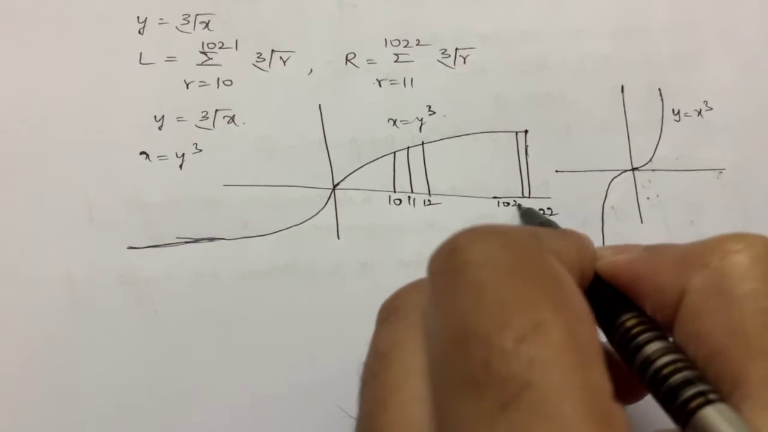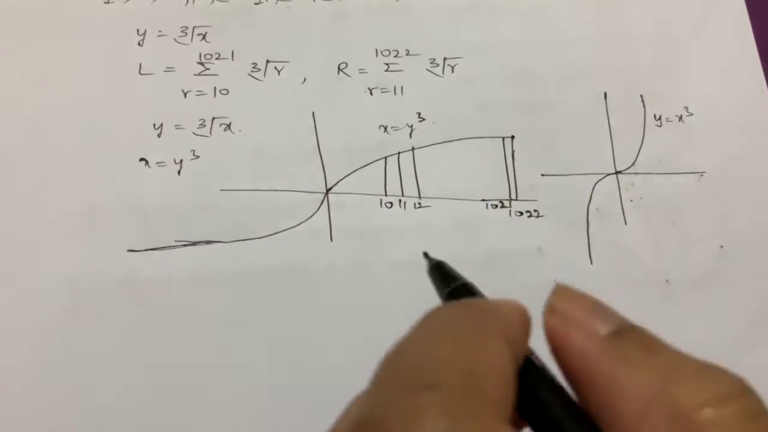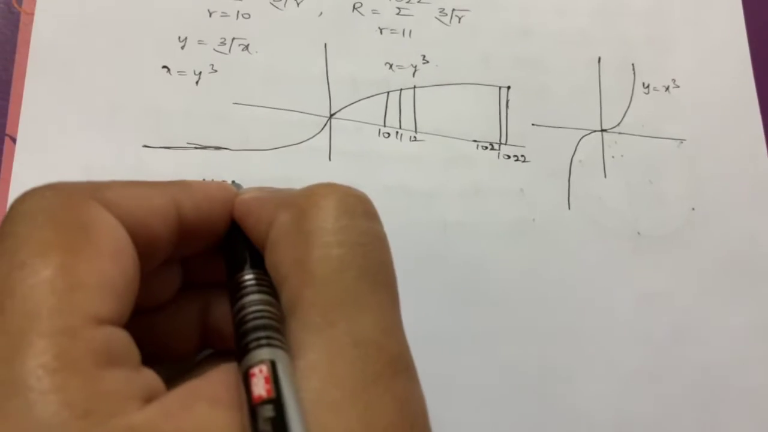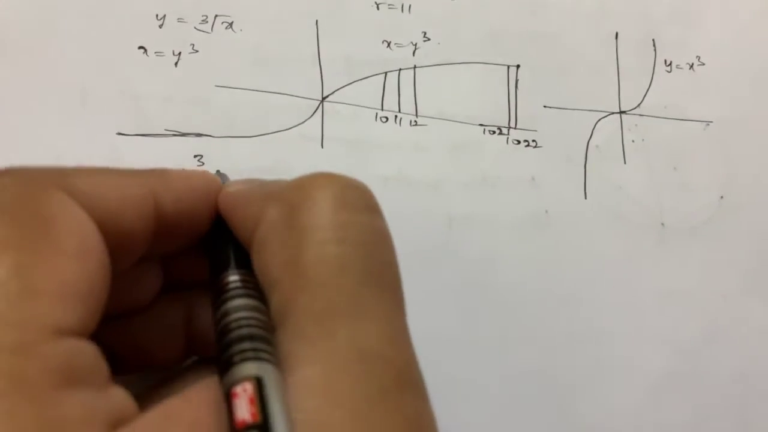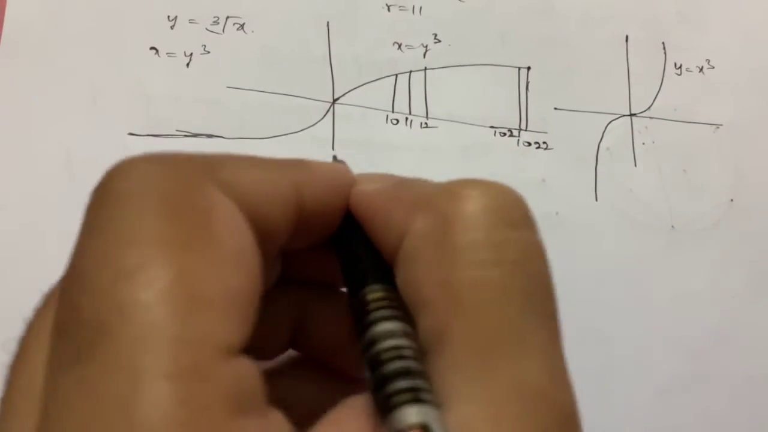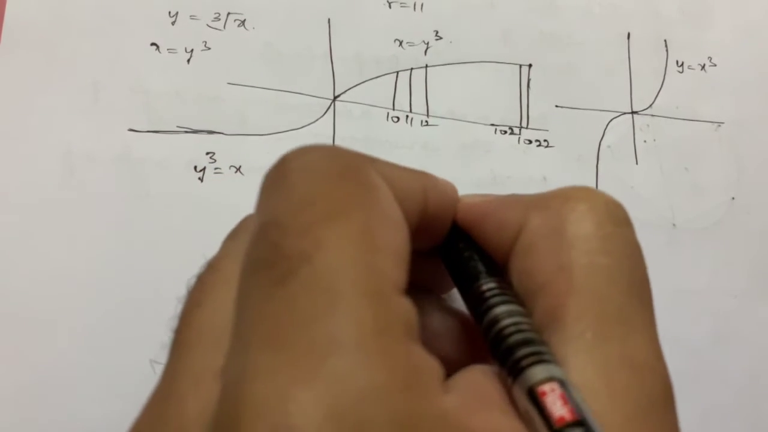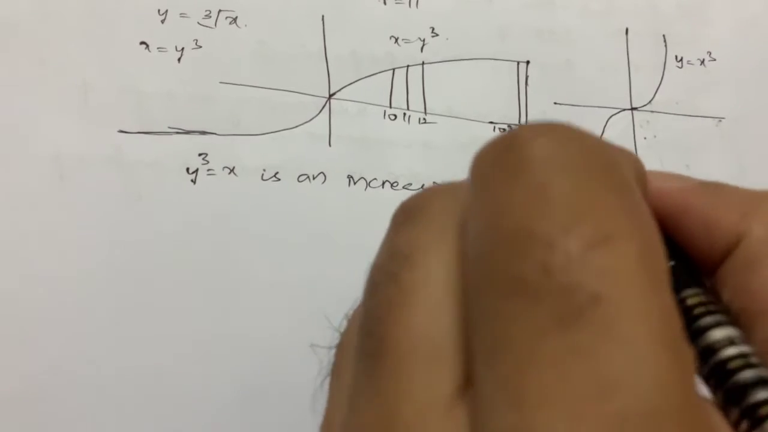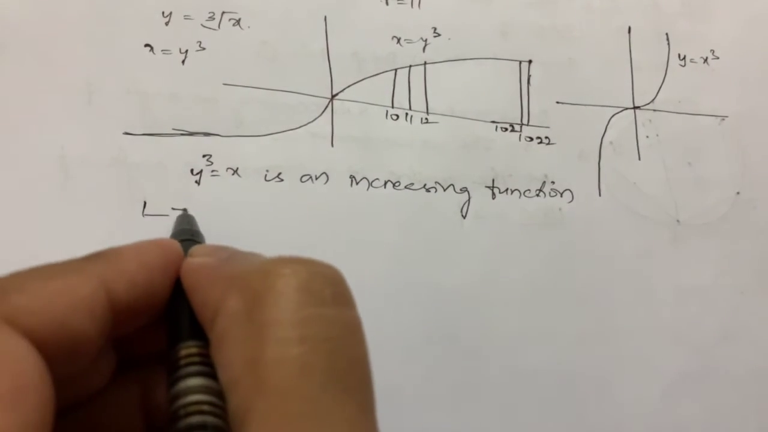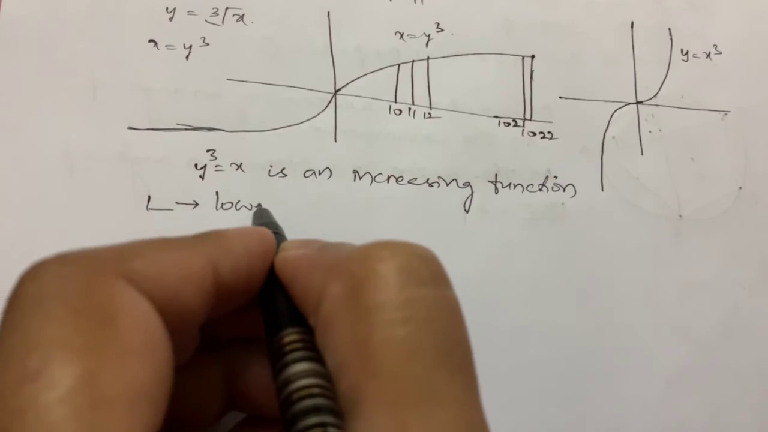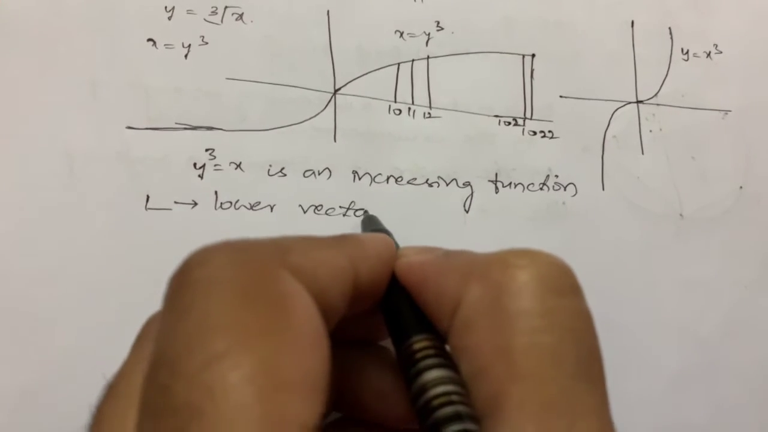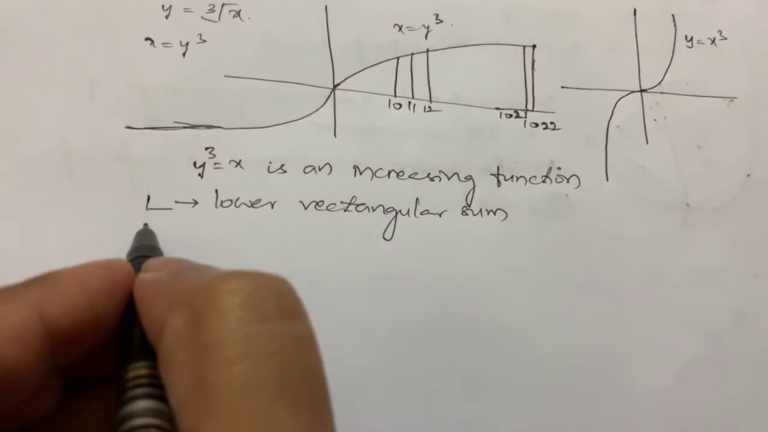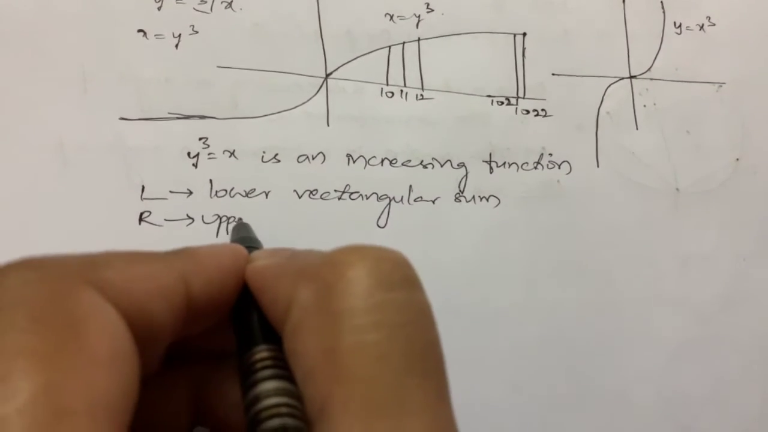So, what does this indicate? The first one indicates this is an increasing function. So, y cube equal to x is an increasing function. L represents the lower rectangular sum, and R represents the upper rectangular sum.